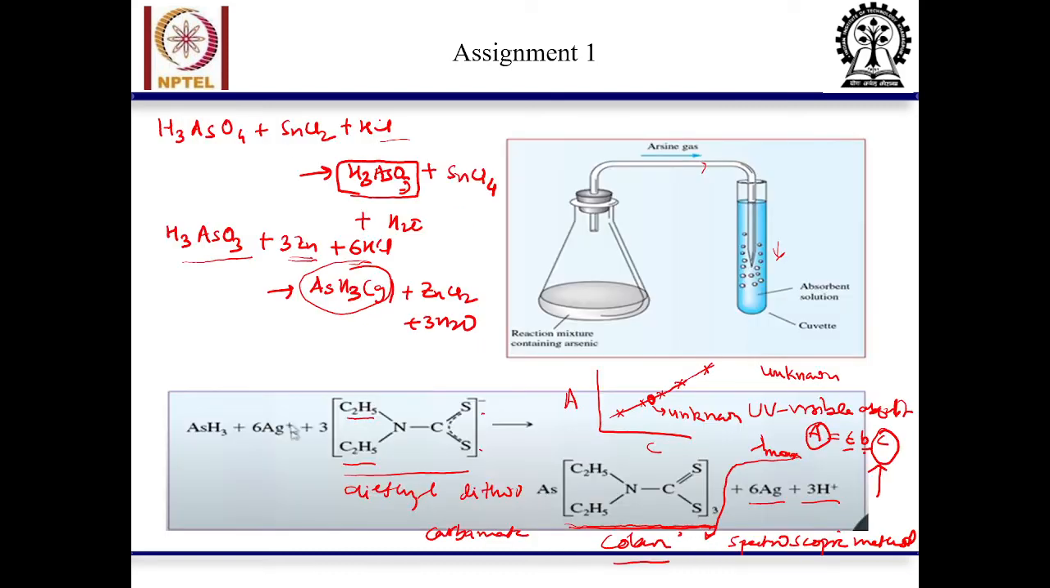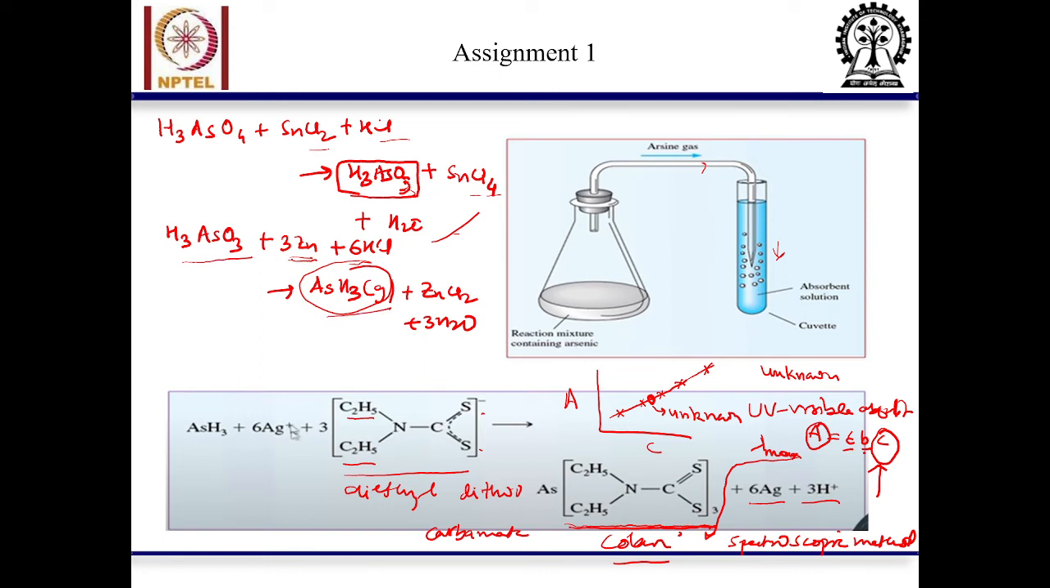Now the next question is that we want to determine the H3AsO4. So what happens? We reduce this H3AsO4 with a mild reducing agent, which is SnCl2 and HCl. This H3AsO4 will reduce to H3AsO3, and SnCl2 will oxidize itself, because the property of a reducing agent is that it will reduce the other compound and oxidize itself. Then we further reduce H3AsO3 to arsine gas.